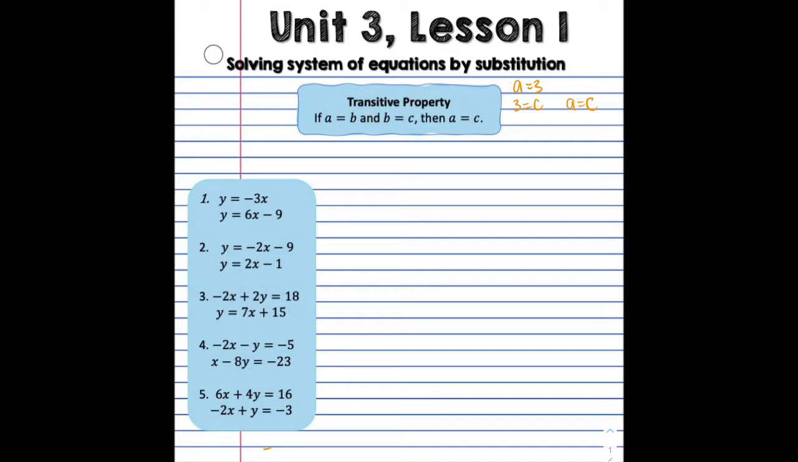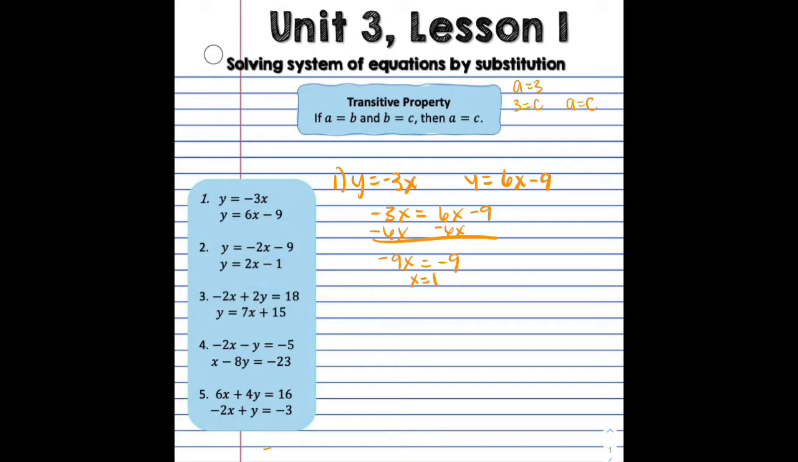On number 1, we have y equals negative 3x, and we have that y equals 6x minus 9. Well, since y equals both of these things, then we can say that negative 3x equals 6x minus 9. And now I have a linear equation I can solve with one variable, so I'm going to go ahead and subtract 6x. My goal is to get x by itself. So we have negative 9x equals negative 9, so x equals 1.